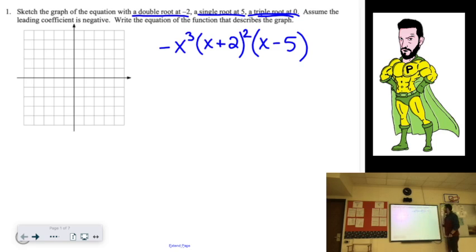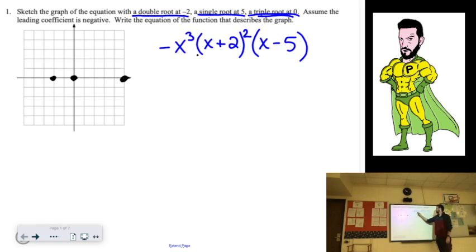Now let's figure out the degrees on this. We're going to have a root at 0, triple root. We're going to have a root at -2, like it said. And we're going to have a root at +5. 1, 2, 3, 4, 5. All right, so we're going to multiply this out and come up with the equation for it.